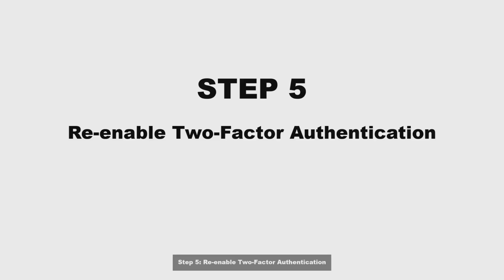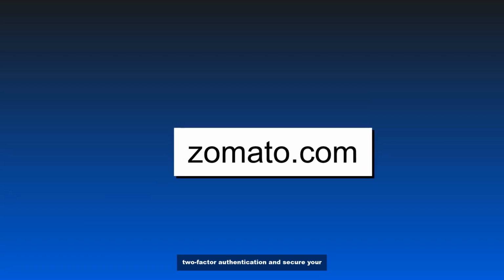Step 5. Re-enable two-factor authentication. Once you have successfully logged in with your new password, go to the account settings. Locate the two-factor authentication option and set it up again using your preferred method, such as SMS or an authentication app. By following these steps, you can reset your two-factor authentication and secure your Zomato account.